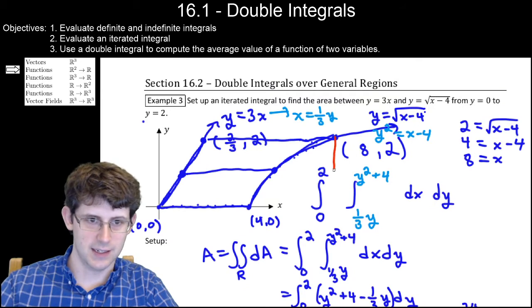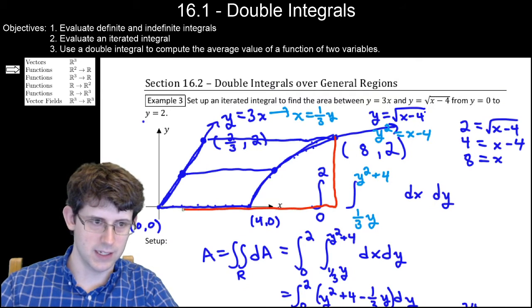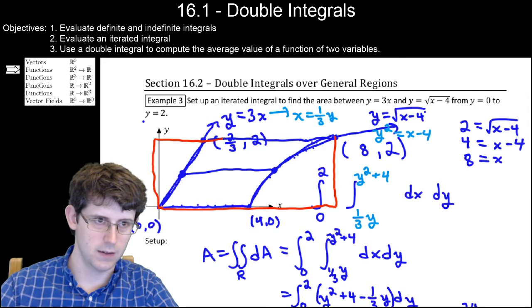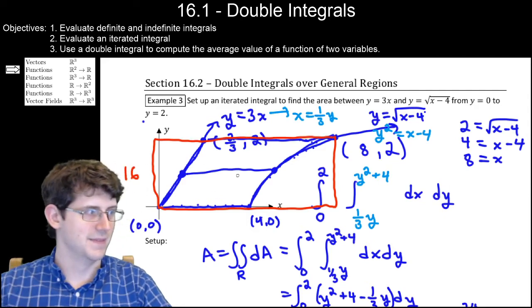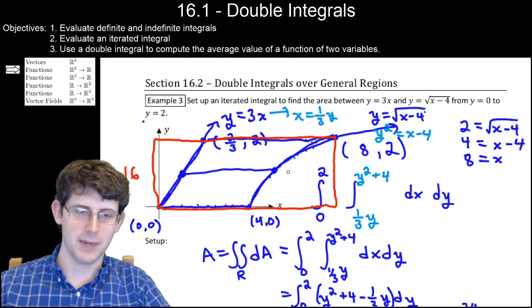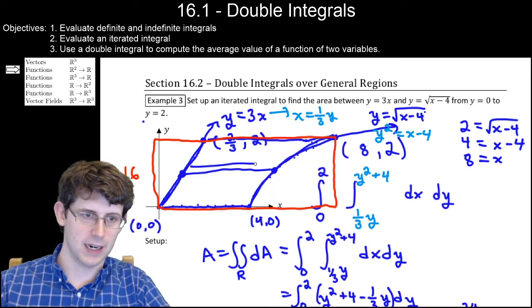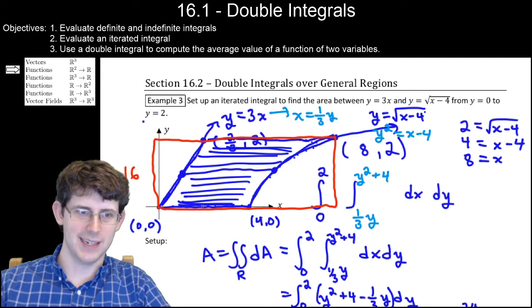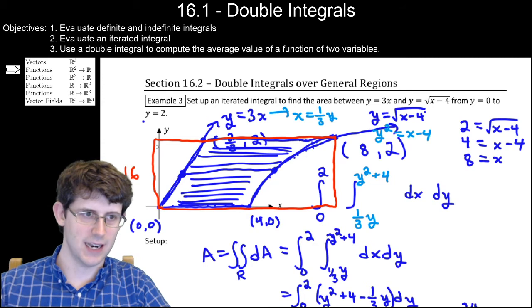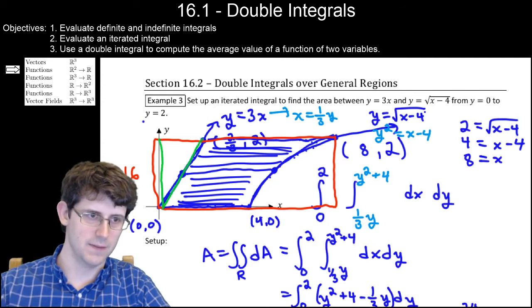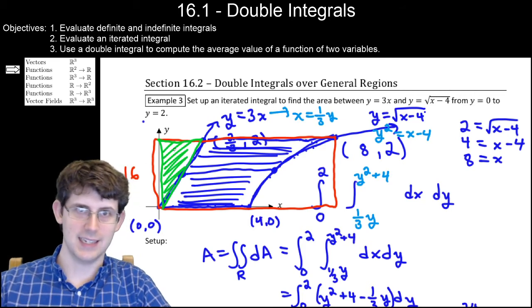16 is 8 by 2, which is this box. So here's 16. This whole box. The region I care about is in that box. The region I care about is this region. But the 16 has some extra stuff. So to make the 16 correct, I'm going to have to remove this triangle. But this triangle has an easy to find area.